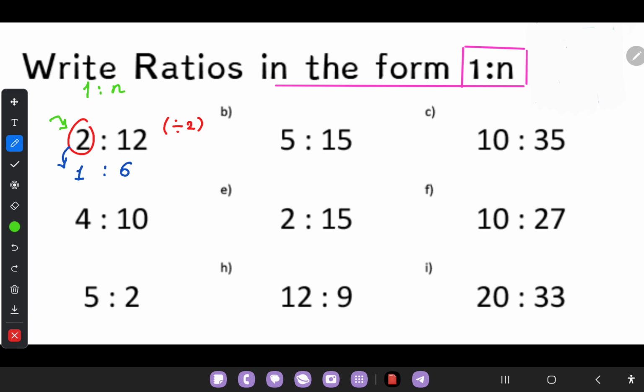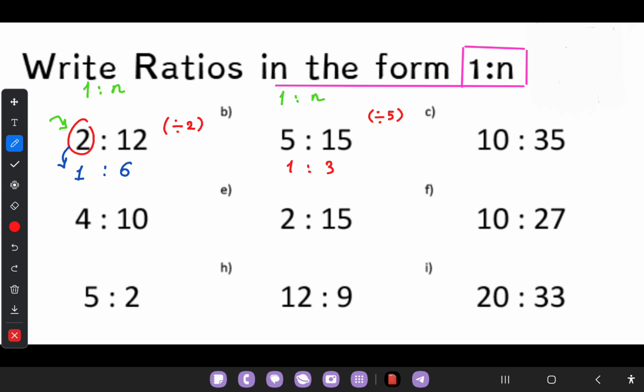And then letter B, can you guess how I can make 5 to 15 in the form of 1 to n? 15 divided by 5, so you could do 1 to 3. Yes, very good. So here we will divide each term of this ratio by 5, so it will be 1 to 3. Excellent.